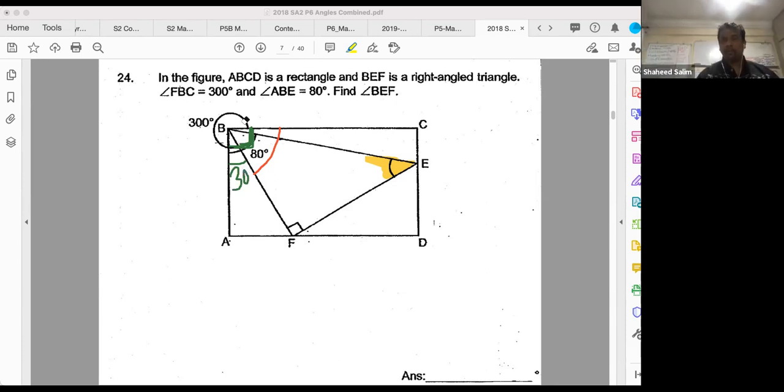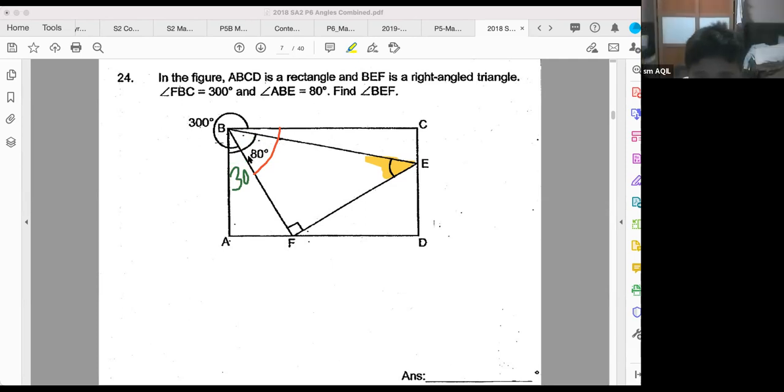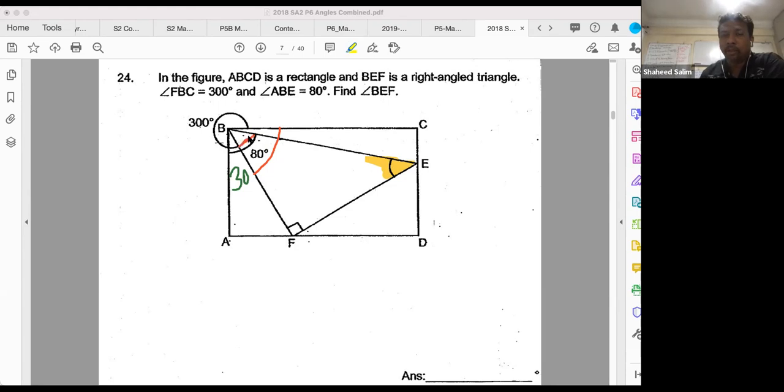80 minus 30, you get inside here 50. Not bad, Shakil. Now you have found this one, 50. Then 180 minus 90 minus 50 gives you 40 down here. Because you must remember this is not 80. That's how we found out down here. This is actually 50. How do you get 50? 80 minus 30 gives you 50 lah.